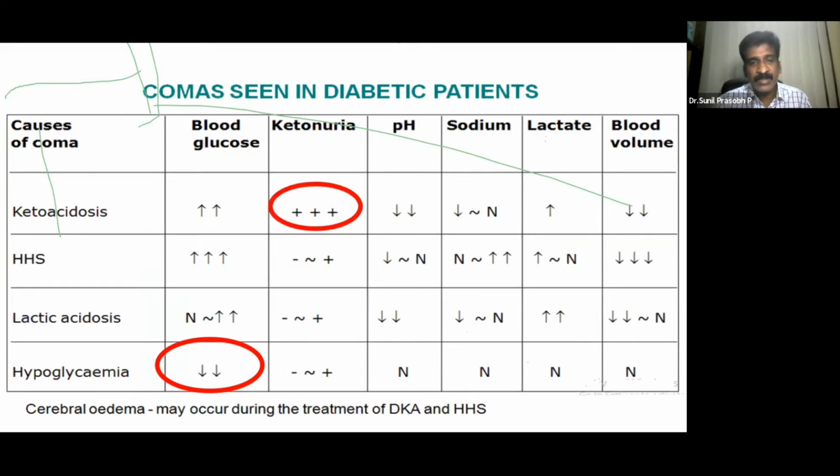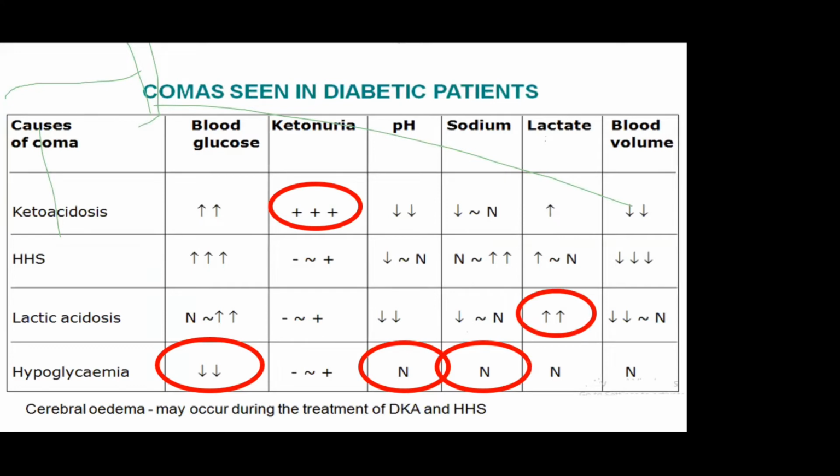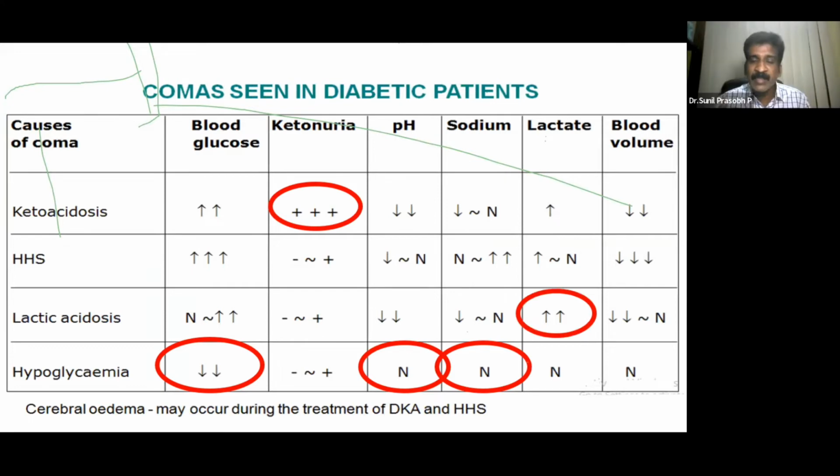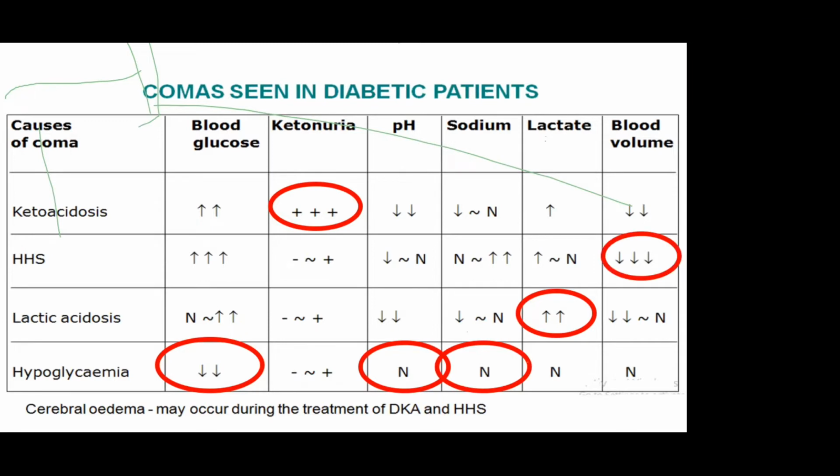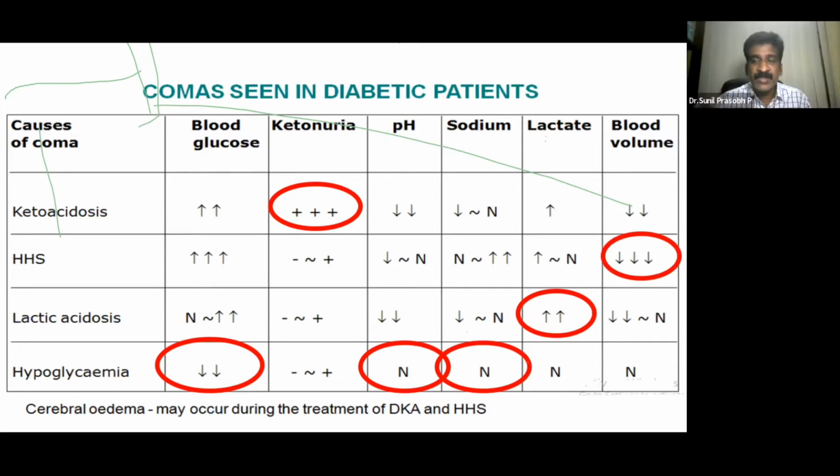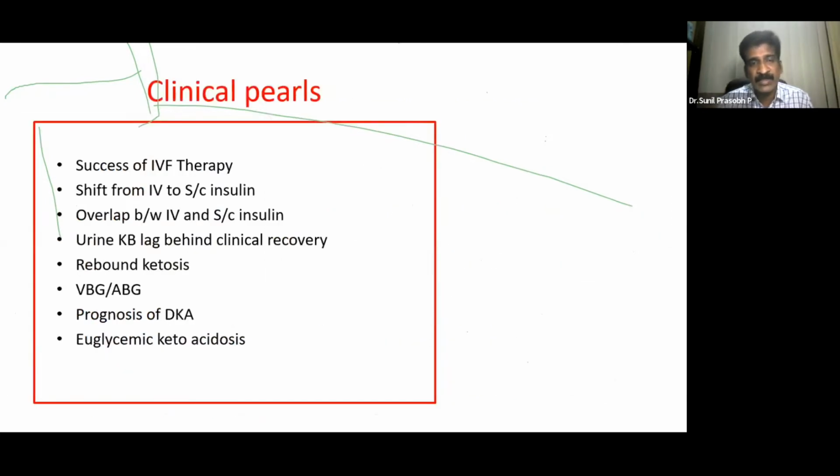Ketoacidosis is prone to produce ketosis and acidosis. If you look at the pH, probably in hypoglycemia it is normal. In all others, pH may be low. Sodium levels, in hypoglycemia not much. In all others, sodium abnormalities can happen. In lactic acidosis, the serum lactate will be high. The blood volume abnormalities, the dehydration, the hyperosmolality, all these are most prominent in hyperosmolar hyperglycemic states.